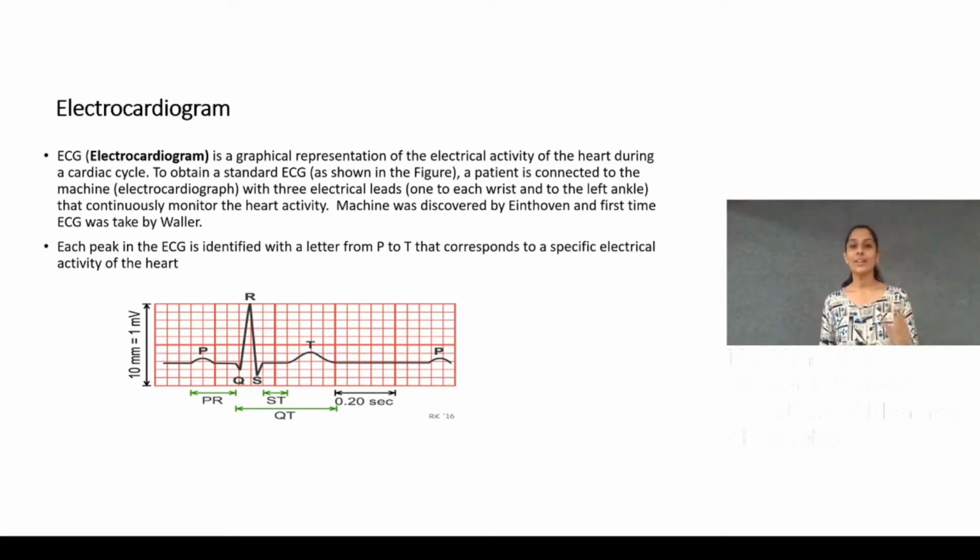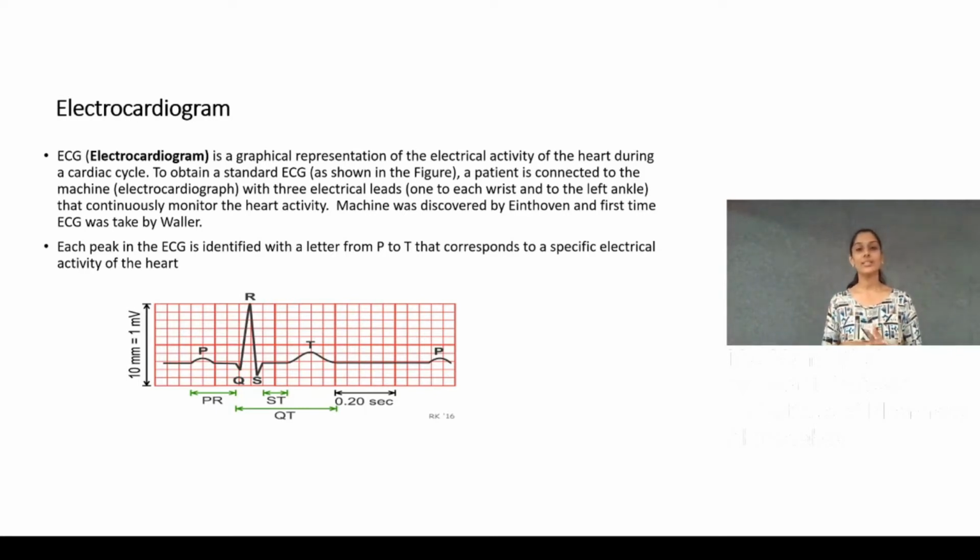To obtain a standard ECG, as shown in the figure, the patient is connected to the machine with 3 electrical leads, 1 to each wrist and to the left ankle, that continuously monitor the heart activity. This machine was discovered by Einthoven and the ECG was first taken by Waller.